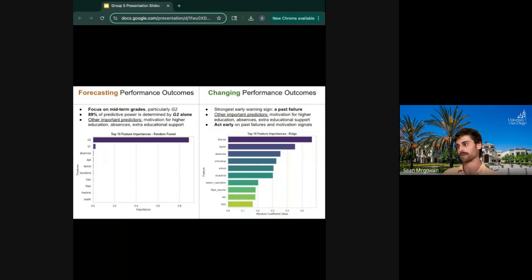So just a final recap here. If you want accurate forecasting, track early grades and attendance. And if you want to change outcomes, act early on past failures and motivation signals. Grades tell us where students are, and failure history and motivation tell us where we still have a chance to change direction. Thank you.